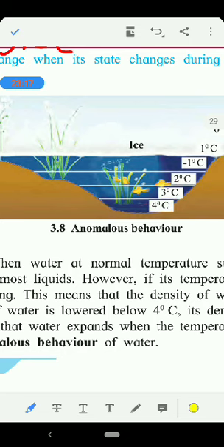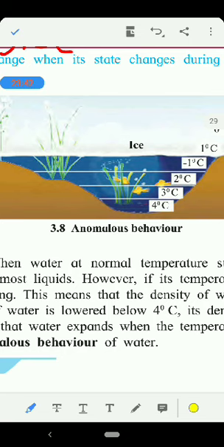However, if its temperature falls below 4 degrees, its density starts decreasing. Means what? Till 4 degrees they are okay. The water will behave like any other substance. But after 4 degrees Celsius, its density will start decreasing, which is exactly the opposite behavior of other substances. So what can we say from this? This means the density of water is maximum at 4 degrees Celsius.